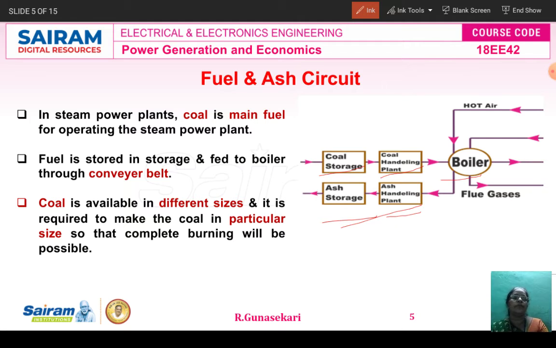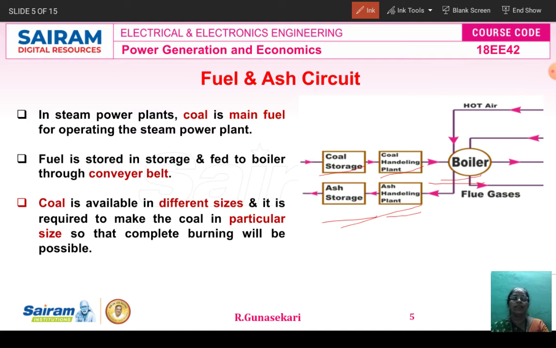In the steam power plant, first the coal is the main fuel for operating the plant. The coal is stored in the coal storage and is fed to the boiler through a conveyor belt. The conveyor belt is known as the coal handling device.